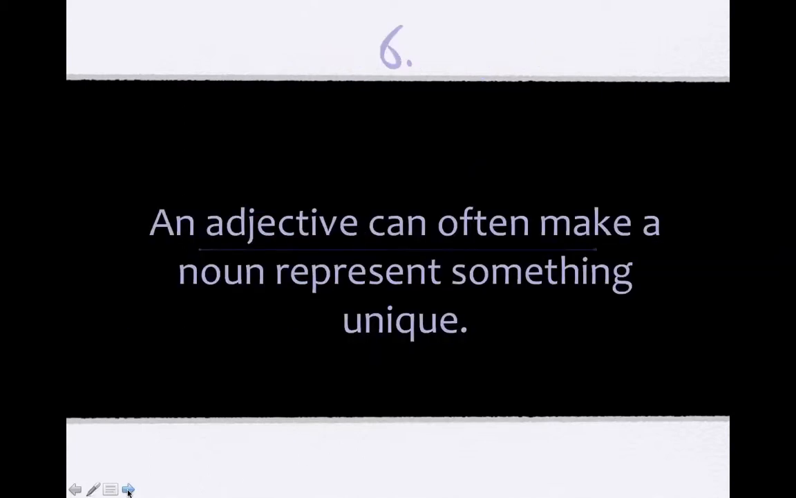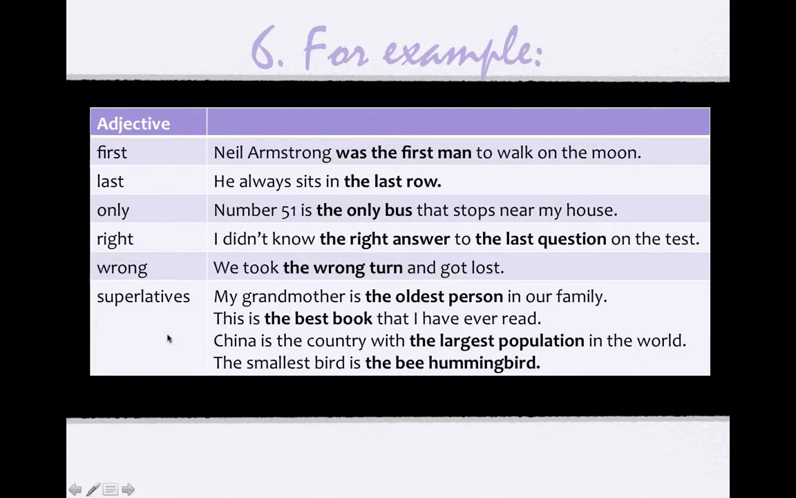An adjective can often make a noun represent something unique. For example, first. Neil Armstrong was the first man to walk on the moon. This adjective makes it unique, so I use the. Or last is another one. He always sits in the last row.